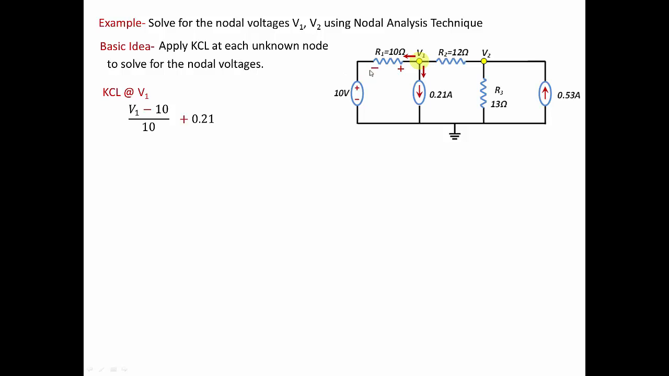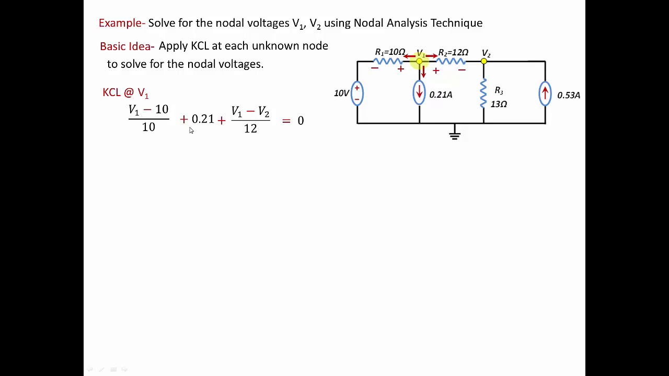Finally, the last current leaving this node is the current leaving through this resistor. The polarity will be higher at V1, so the voltage across this resistor by Ohm's law is V1 minus V2. If we divide by the resistor, that gives us the current. So I'm going to write V1 minus V2 over 12 ohms, and this will equal 0.